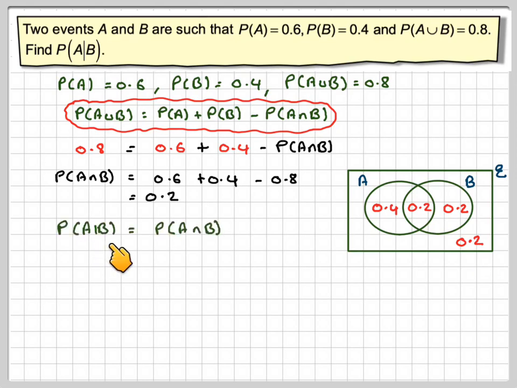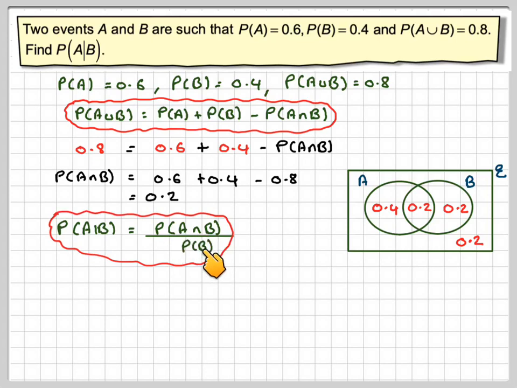So the probability of A given B is given by this formula: the probability of A intersection B divided by the probability of B. So the probability of A given B is going to be 0.2, the intersection, divided by the probability of B, which is 0.4. And we can see we're going to get an answer of a half.